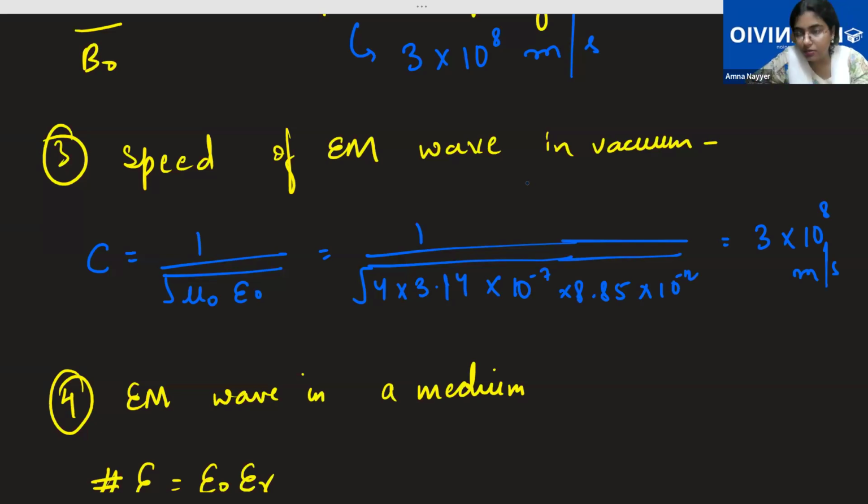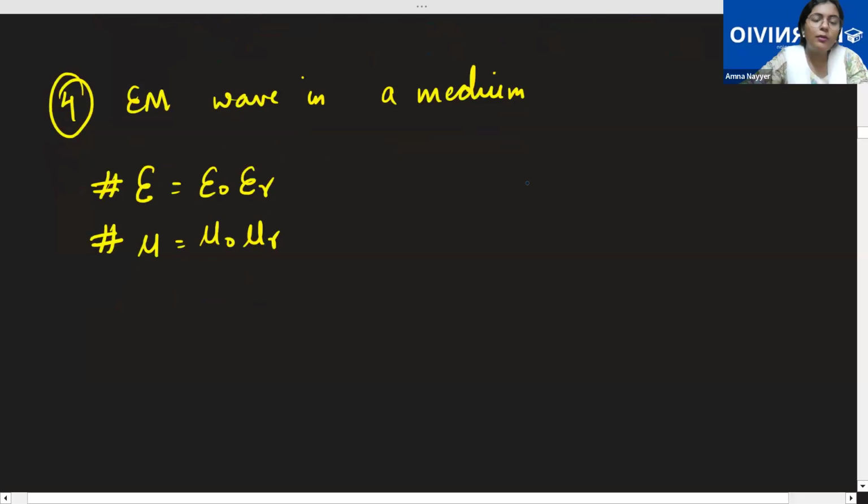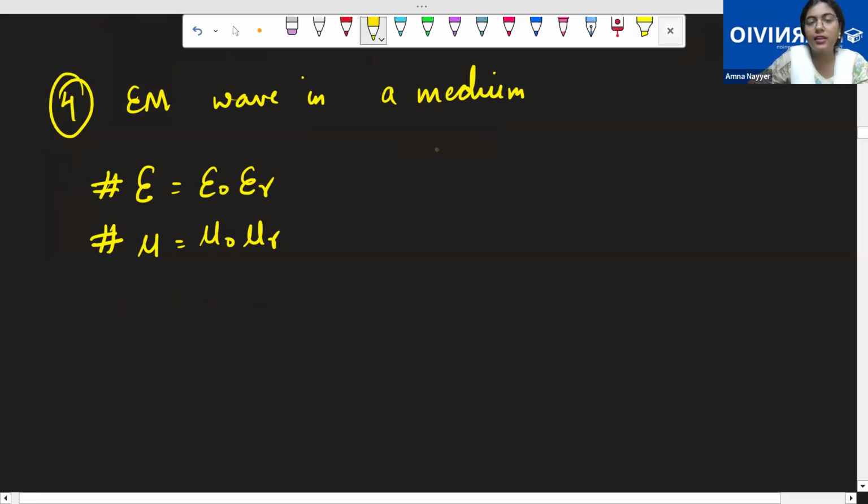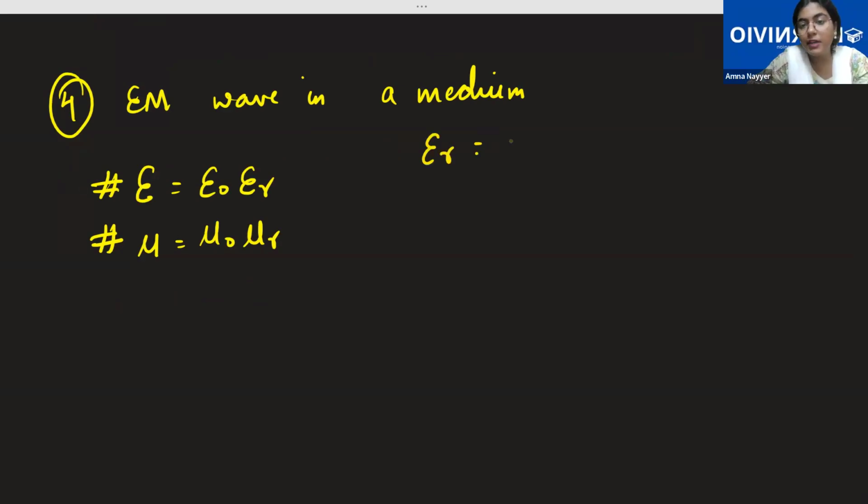What if the medium is changed? Electromagnetic waves are not just adhered to one particular medium, that is your vacuum. So what if the medium is changed? One of the formulas that we discussed was that the relative permittivity is equal to the permittivity in any medium by the permittivity in air. That's what we've already studied. Similarly, the relative permeability is also permeability in any medium by permeability in air.